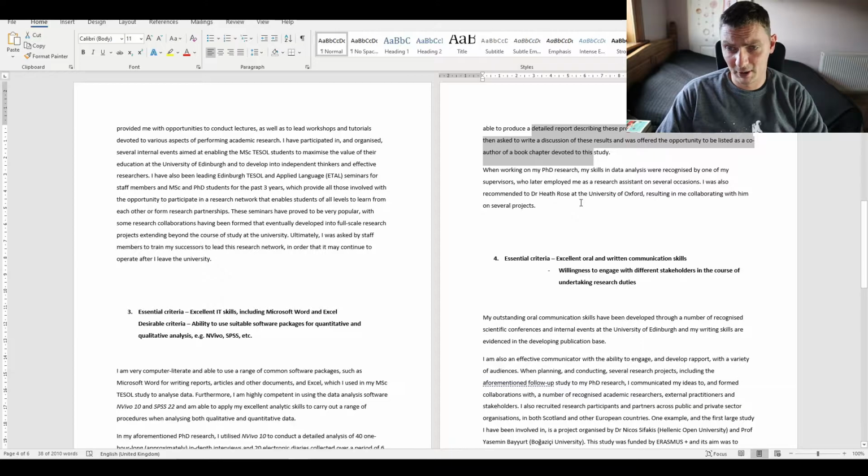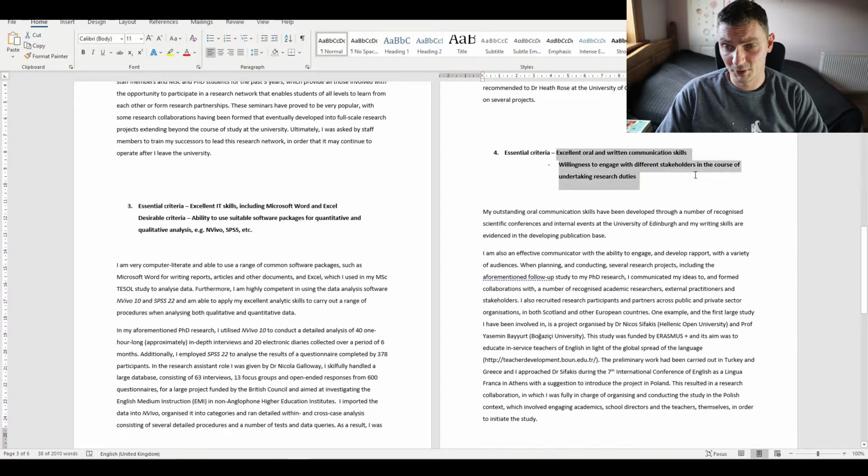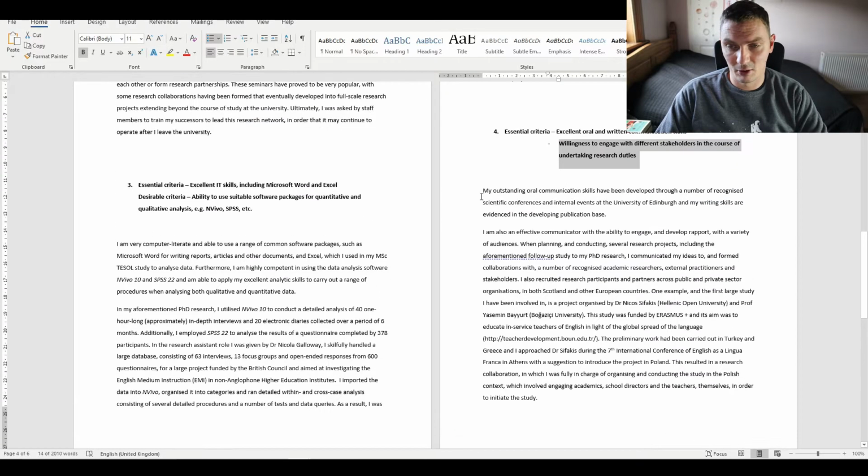Number 4, so excellent oral and written communication skills and willingness to engage with different stakeholders. So this is what I merged this with. So basically I said my outstanding oral communication skills have been developed through a number of recognized scientific conferences. Always good to go to conferences. Another lesson for you if you're still a student. And my writing skills are evident in my developing publication base.